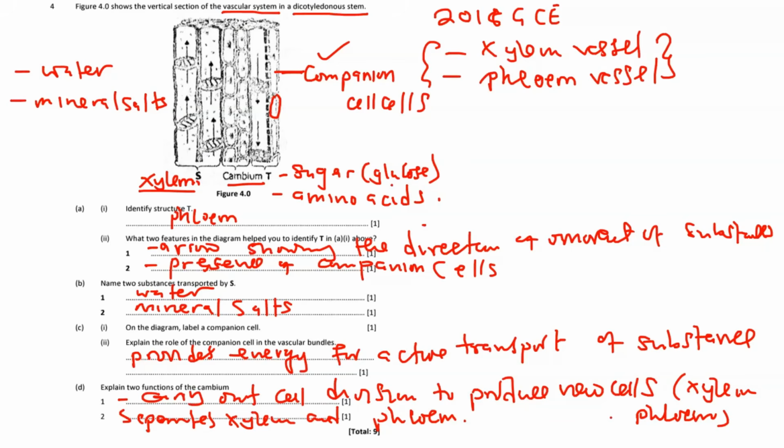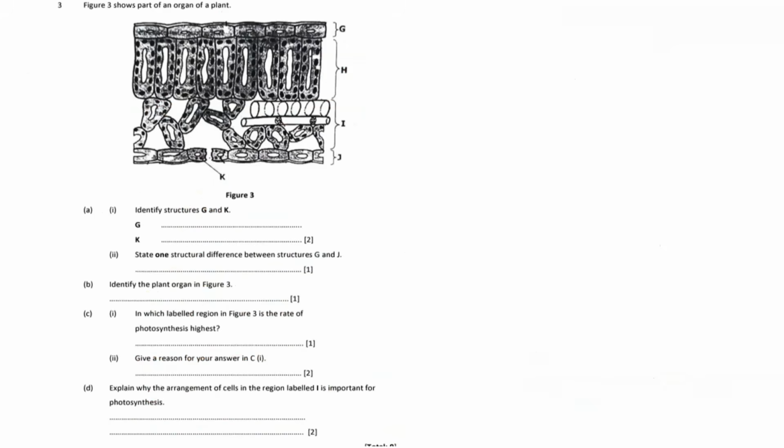Okay, let us move on to look at another question now. This question came in 2021, if I'm not mistaken, 2021 GCE. Figure 3 shows parts of the organ of a plant. The first thing you need to know is to identify which organ of the plant this is coming from. This is the internal structure of a leaf. So the organ is a leaf, in case we find the question.